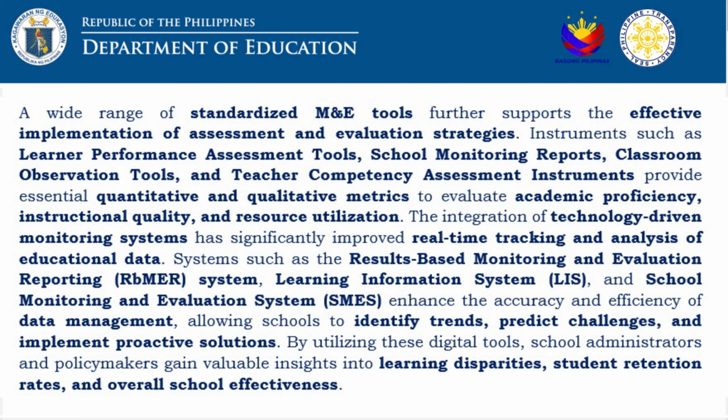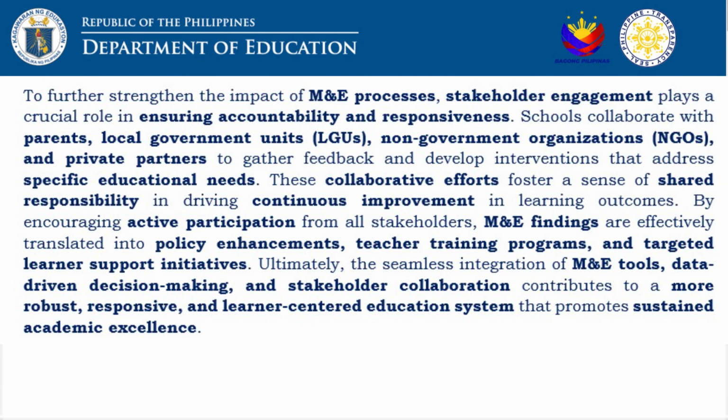overall school effectiveness. To further strengthen the impact of M&E processes, stakeholder engagement plays a crucial role in ensuring accountability and responsiveness. Schools collaborate with parents, local government units (LGUs), non-government organizations (NGOs), and private partners to gather feedback and develop interventions that address specific educational needs. These collaborative efforts foster a sense of shared responsibility in driving continuous improvement in learning outcomes.